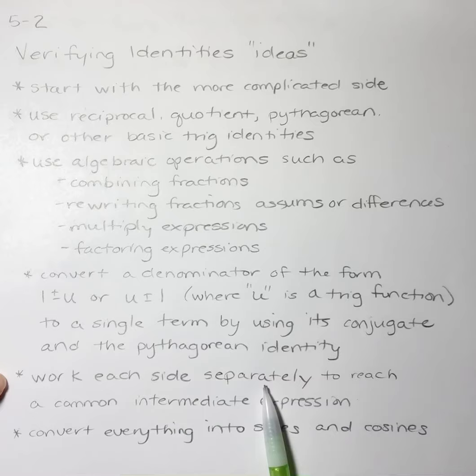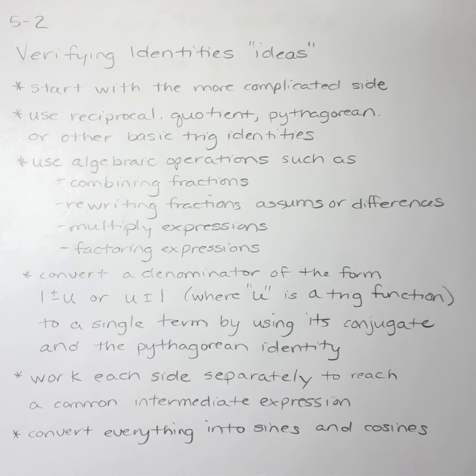Work each side separately to reach a common intermediate expression. If you have no idea where to go, and both sides are kind of complex, you can take both sides and try and work your way to somewhere in the middle so that you can then continue one side or the other. Typically, when you verify an identity, you are only allowed to touch one side.